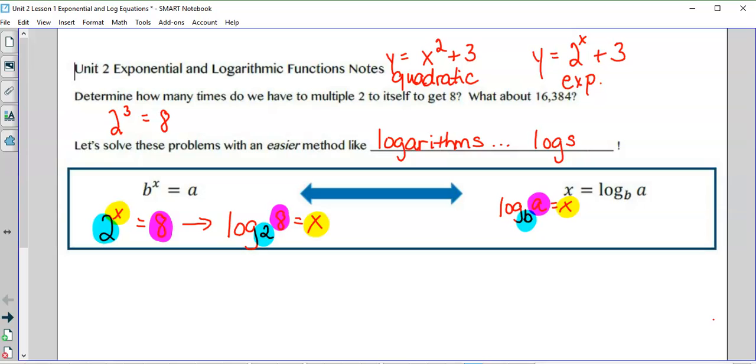So to go the other way around, to change a log statement to an exponential statement, we would write b, and we just kind of go in a circle. It's b to the x power equals, and then it's going to be that right there, a. Now we're going to practice some of these with actual numbers, but I'll put one right here too.